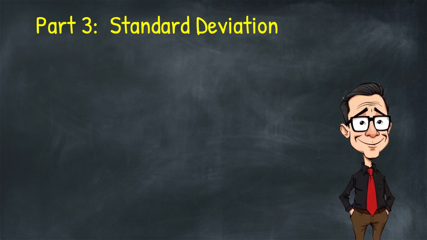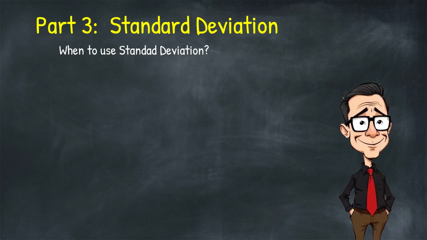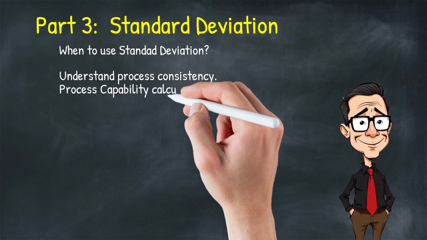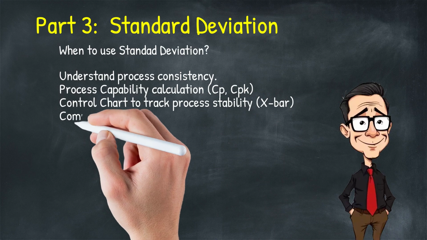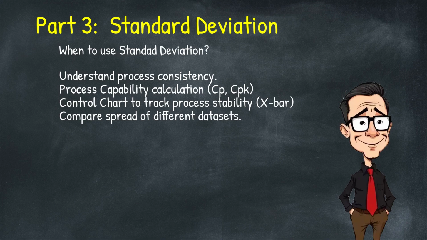When to use standard deviation. To understand how consistent your process is. Used in process capability, Cp/Cpk calculations. Used in control charts, X-bar, to track process stability. To compare the spread of different datasets that have the same mean.